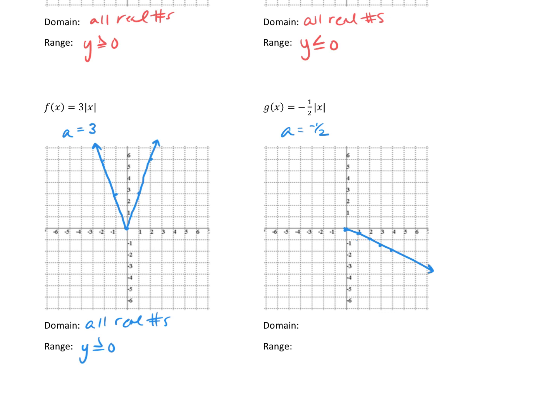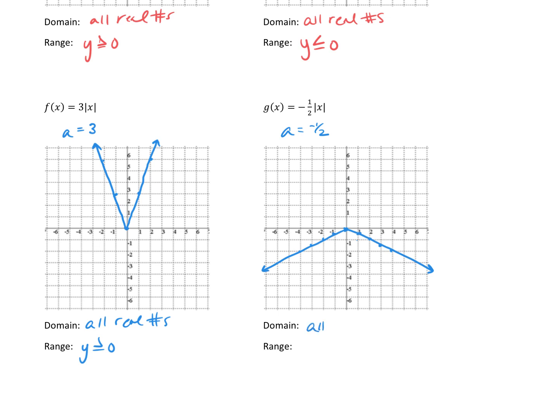So the fact that our a value is negative, it reflected our v across the x-axis, so our v is now opening down, and it's also widening the v, so this would be a compression. So now I'm going to go down a half to the left one. But see how we're always going to the right one or to the left one? It's just your rise changes depending on your a value.